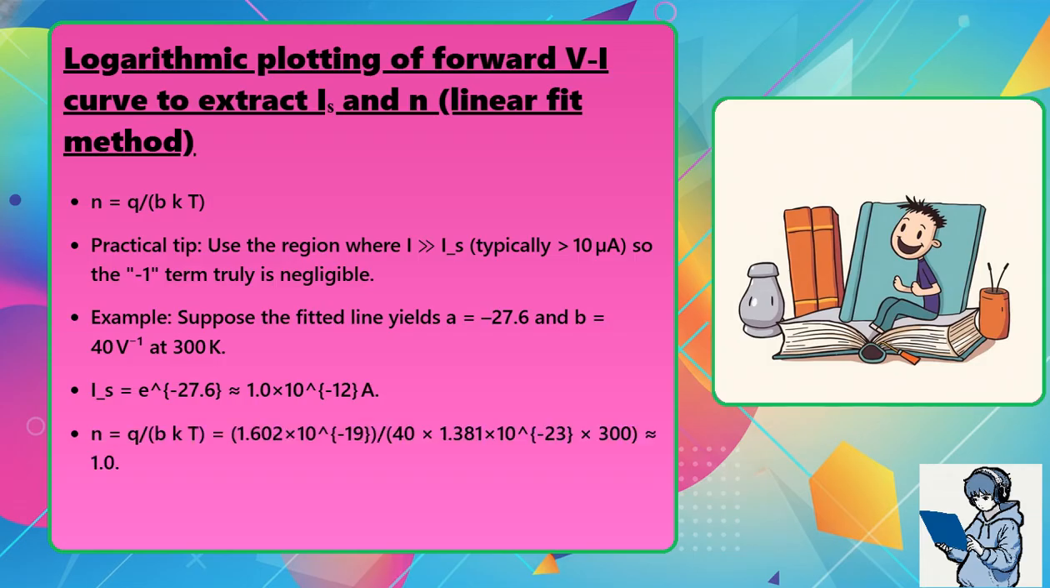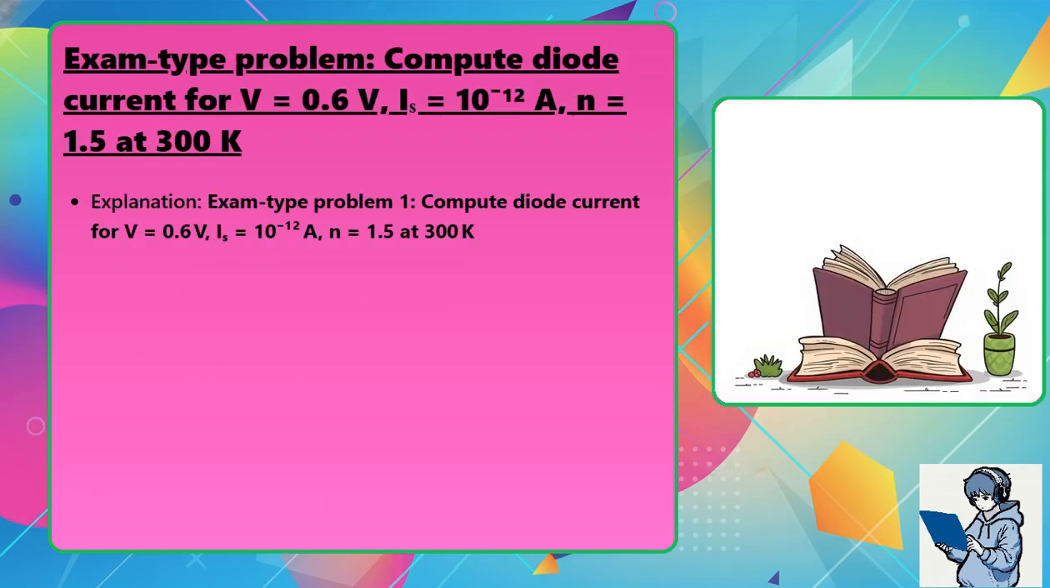N equals Q divided by BkT equals 1.602 times 10 to the -19, divided by 40 times 1.381 times 10 to the -23 times 300, approximately equal to 1.0. Thus the diode behaves almost ideally. Explanation: exam type problem 1.